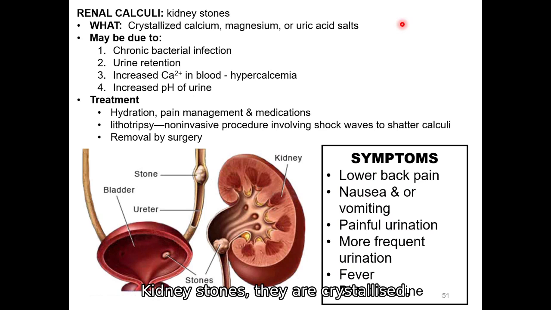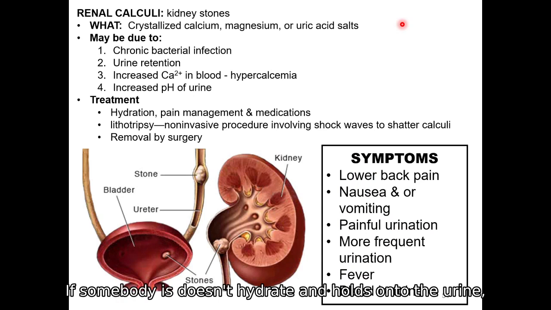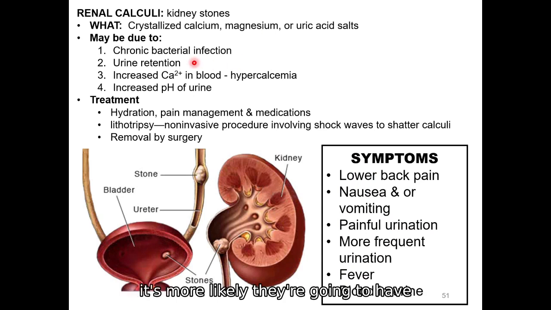Kidney stones are crystallized calcium, magnesium, or uric acid salts. We'll look at them in lab. They don't exactly know the cause. Some people tend to get them. They seem to run in families somewhat, but chronic bacterial infections, so urinary tract infections, can throw the pH off and you get crystallization. If somebody doesn't hydrate and holds on to the urine, it's more likely they're going to have higher solutes and more likely to get crystal formation and stone formation.